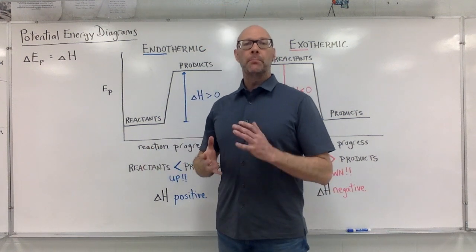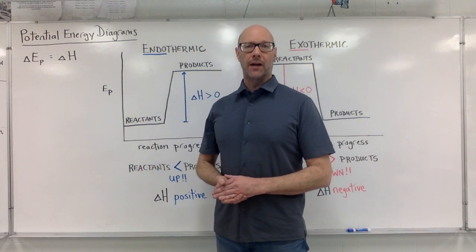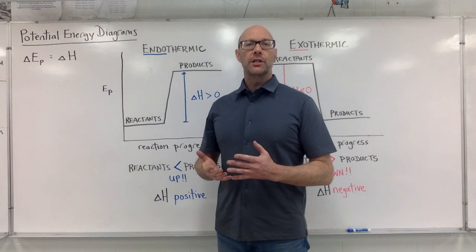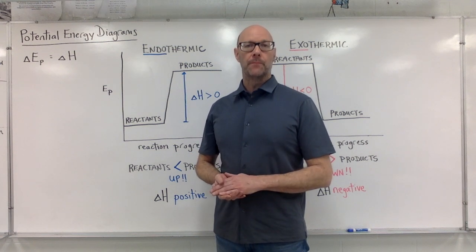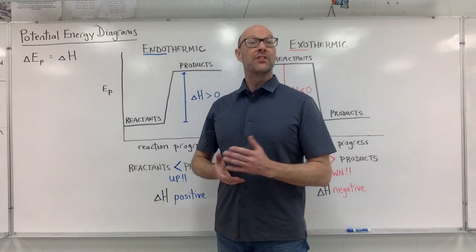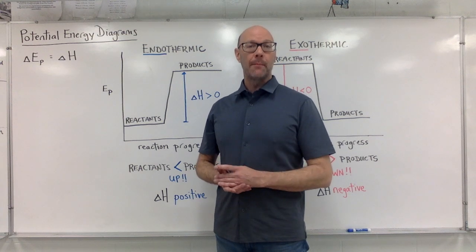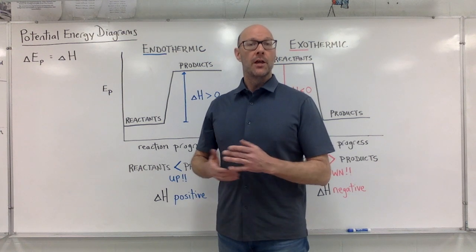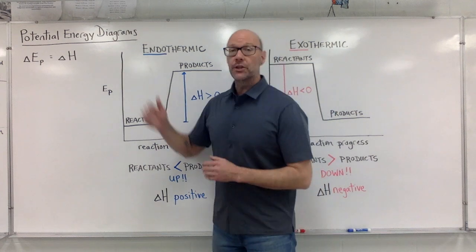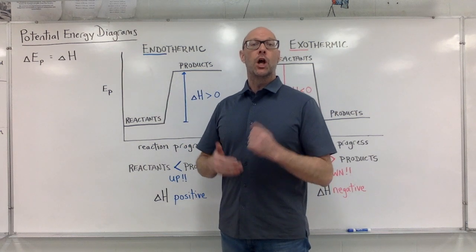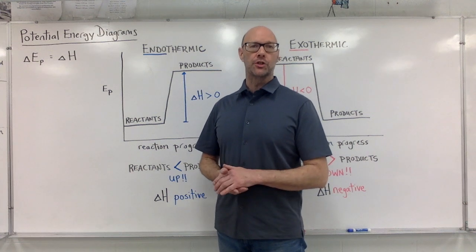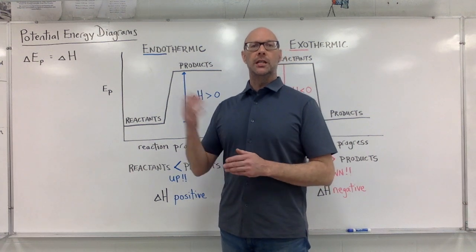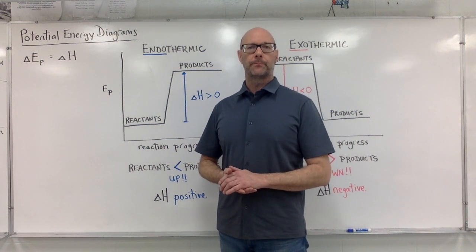This is a look at potential energy diagrams. Potential energy diagrams are a way that we can communicate enthalpy change. They're a way of showing the delta H for a chemical reaction. The underlying idea is that the change in potential energy during a chemical reaction is equal to the enthalpy change. The change in potential energy equals delta H.